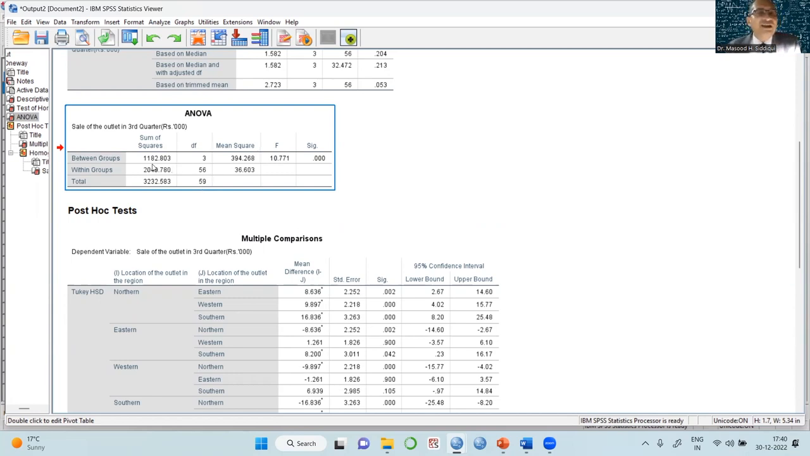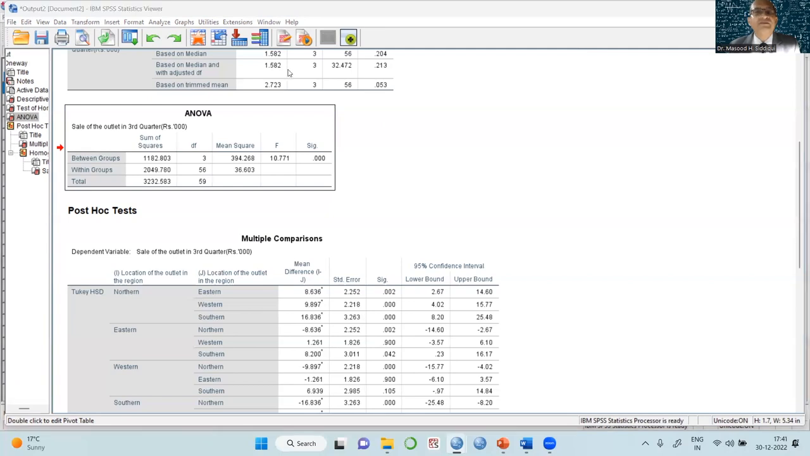If we divide 1182.803 by 3, we will be having mean sum of square or variance as 394.268. In the same way, if we divide 2049.78 by 56, we are getting this value. If you look at these two variations, this is between group variation and this is within group variation. Between group variation appears to be much higher, more than 10 times higher as compared to the within group. So we consider the F ratio, which is the ratio of between group variation and the within group variation. Accordingly, the F ratio is 10.771.